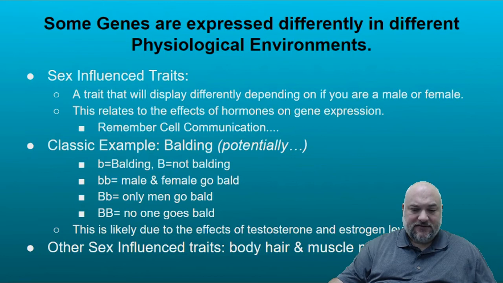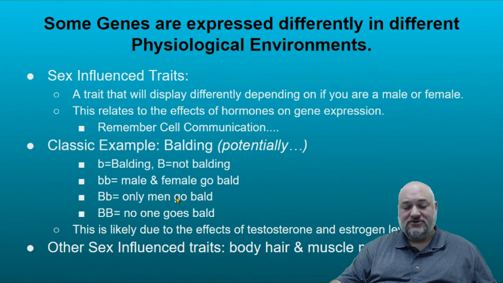And the differences that we see here, this we'd expect Mendelian wise. Here, this is different, and this is due to testosterone levels. With more testosterone, or less estrogen, you're more likely to exhibit this trait than if it was the other way around. Other sex influence traits that you might see are things like body hair and muscle mass. A lot of the secondary sexual characteristics are sex influence traits.